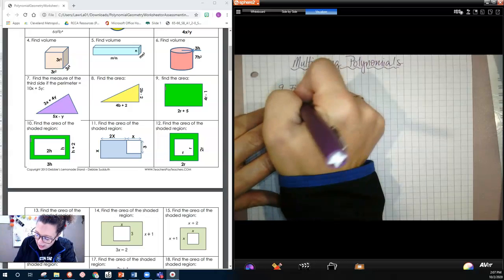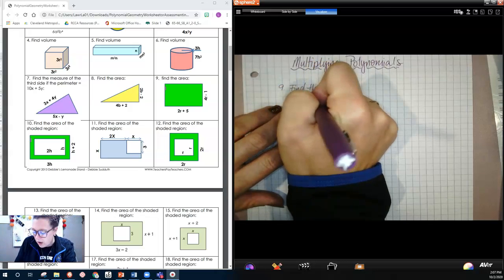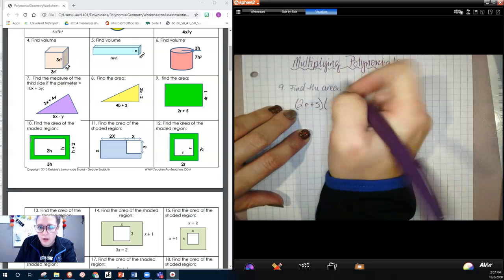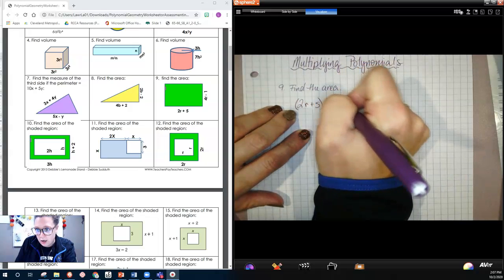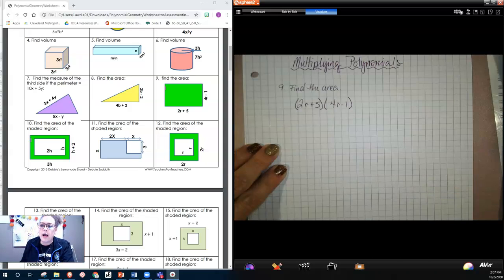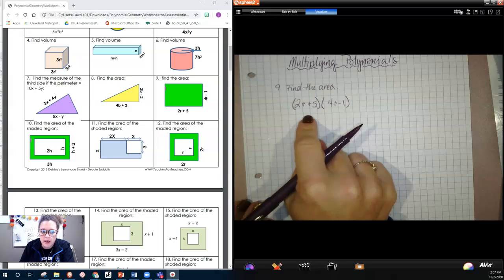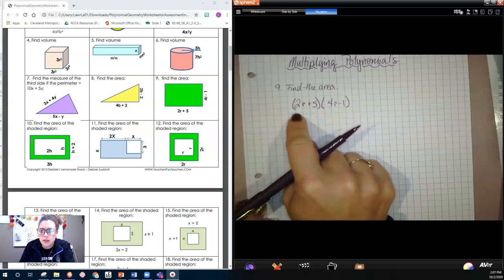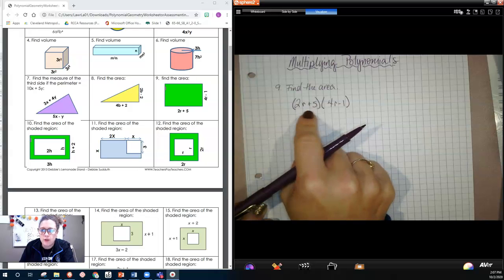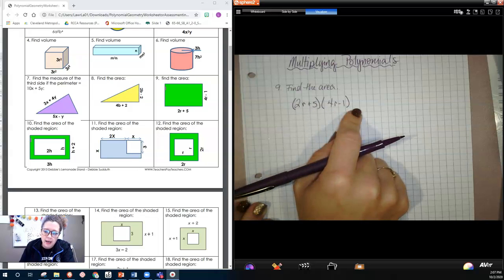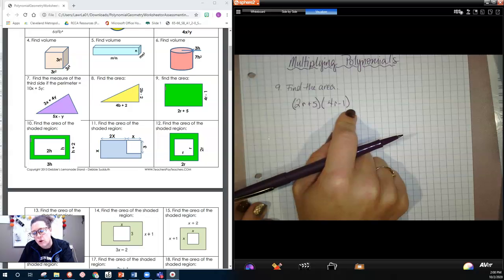So we're going to have 2r plus 5, and we are multiplying it by 4r minus 1. Hopefully you recognize that we have two binomials that we are multiplying. And so if you remember, there's two different methods we could use. We can use the traditional distributive property using FOIL, or we can use the box method. I will quickly do both just so you have both as a reference.